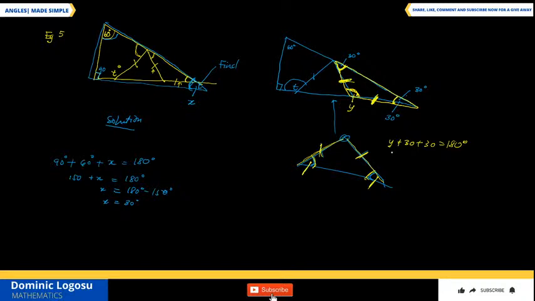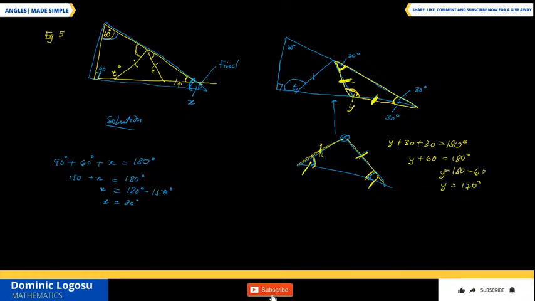Okay, so it's the same principle we've applied, and then we just labeled the top part of it as y. Once we've established that the top part of it is y, then we'll have y plus 60 equals 180 degrees. Having that 180 degrees, we subtract 60, and then y will be equal to 120 degrees. So yes, y is 120.